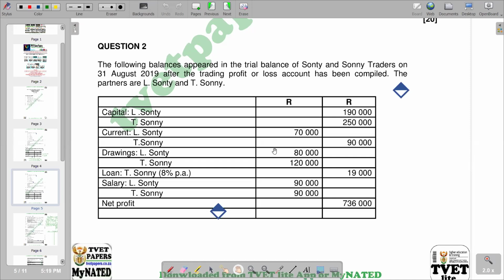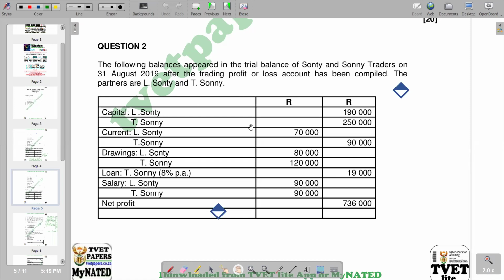In this video, we want to look at the preparation of the current accounts. So I've got a question that we have here. That is question 2 on that question paper. And our question reads that the following balances appeared in the trial balance of Sonty and Sonny Traders on 31 August 2019 after the trading profit and loss account has been compiled. The partners are L Sonty and T Sonny.